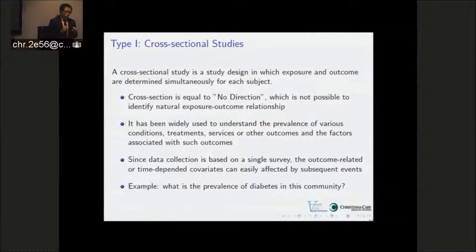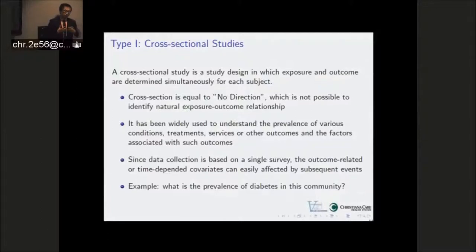So cross-sectional means no direction, which means it's not possible to identify the exposure and outcome relationship. Sometimes we don't even know which variable is the outcome and which variable is the exposure. So here is a very small example: if someone would like to analyze what is the prevalence of diabetes in this community?